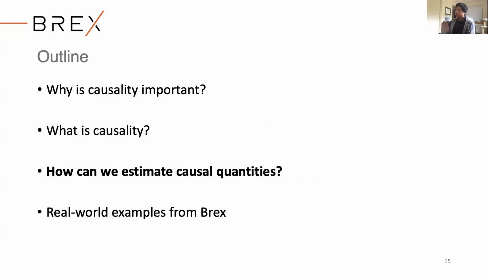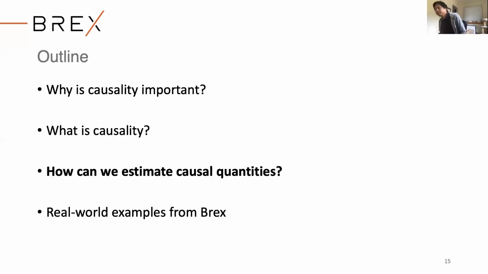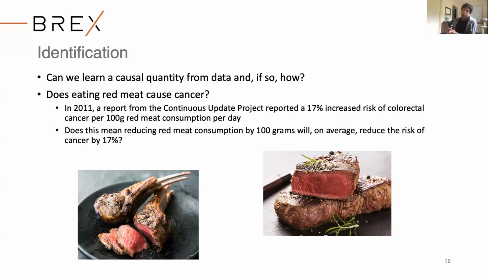Okay, so how can we actually do that now? In this section, I'll go over some techniques for how we can actually get these sorts of causal quantities from data. I'll start with another example. We've done studies that have demonstrated that there's a correlation between eating red meat and getting colorectal cancer. But the real question is, does this mean that if I reduce or increase my red meat consumption, that will actually have an effect on whether I get cancer or not?